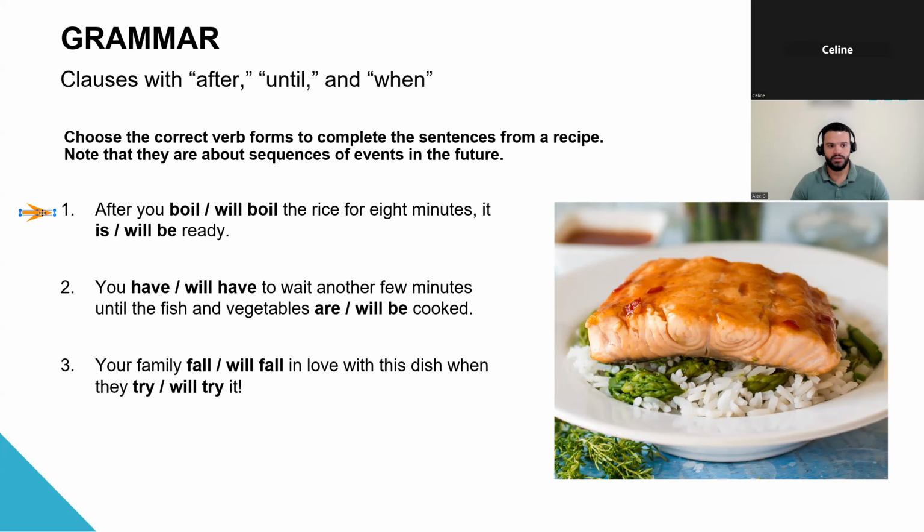I'll do the example. It says, after you boil or will boil the rice for 8 minutes, it is or will be ready. So I think the answer here would be, after you boil the rice for 8 minutes, it will be ready. What about number 2? How can we complete number 2, Celine?